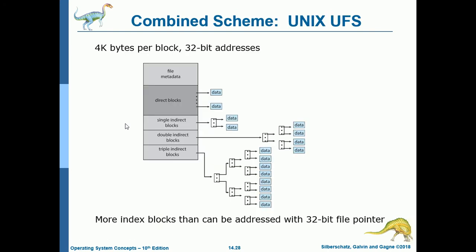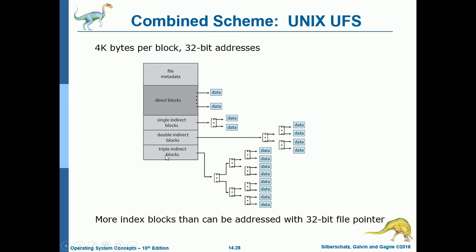For the combined scheme in Unix UFS, the Unix file system, we have 4 kilobytes per block and 32-bit addresses. This is the allocation method. We have the file metadata and direct blocks, meaning they point actually to the data, while single indirect blocks have an index that then points to the data. Double indirect blocks use 2 levels of index tables, and then point to the data.